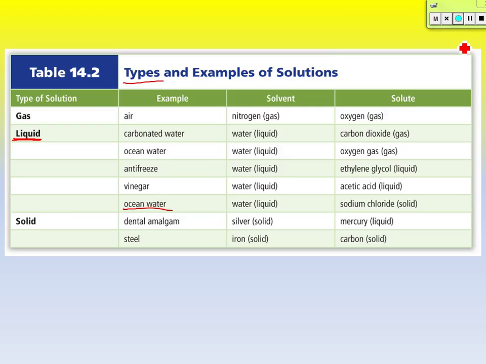Okay, so in seawater, the most plentiful substance, or the solvent, is what, guys? Water. It's water. Now, what's dissolved in seawater? Salt, sodium chloride. So that is your solute. We're pretty familiar with that.